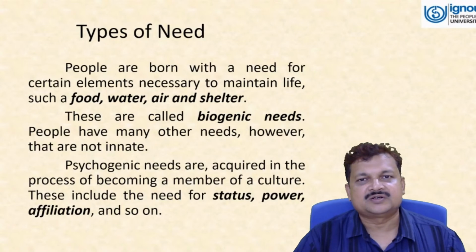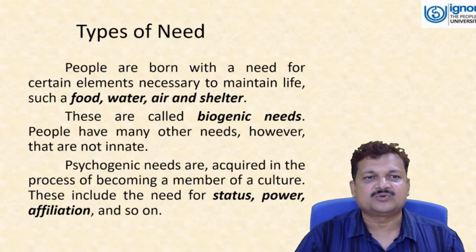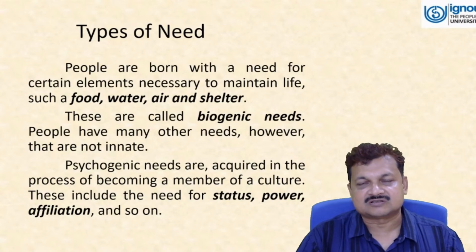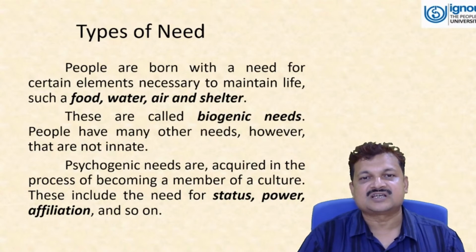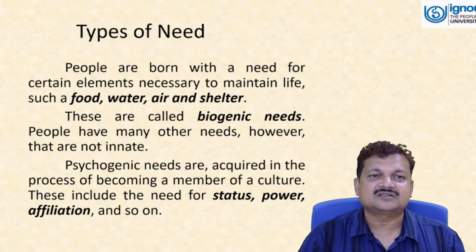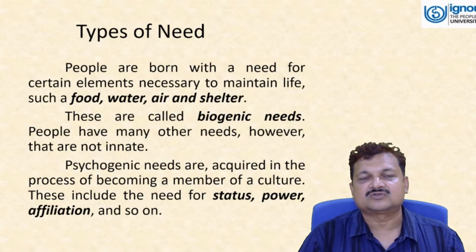Types of need. So here we will find that in day-to-day life we require food, water, air and shelter. Those are the basic needs of every individual or human being, and it is the same for animals also. But as we are social animals, our needs are also somewhat different from the animals. These are called biogenic needs. People have many other needs. So biogenic needs means what you require to survive.